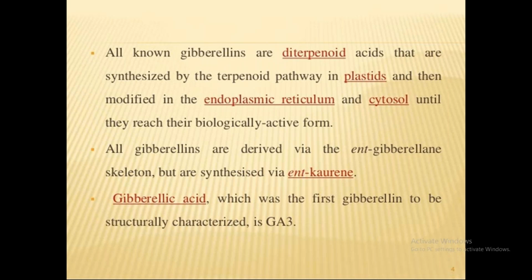The first gibberellin was isolated from the fungi, and currently 136 gibberellins are identified from plants, fungi and bacteria. पहले एक ही उसको डिस्कवर किया था, but currently almost 136 compounds of gibberellin are synthesized and identified. Out of all these 136 forms, gibberellin 3, GA3, is the most active form.